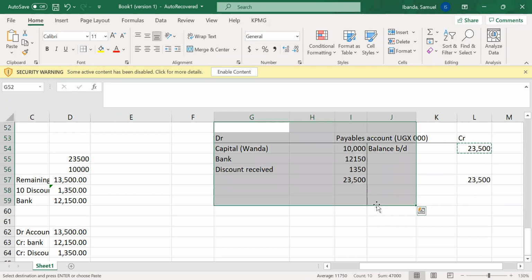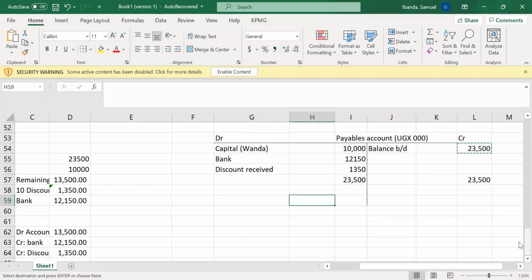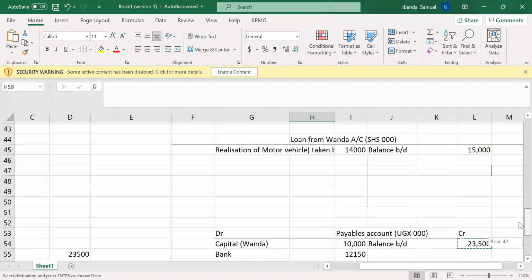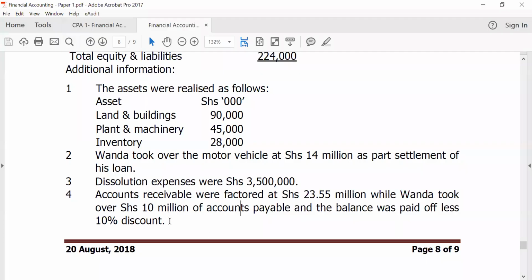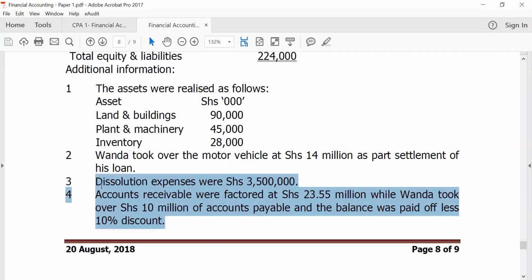And remember, one of the things is that we don't have a balance brought down here because the partnership is winding up. So these accounts are usually closed off, as we can see when it comes to the payables account. Once we have done that, I'll just come back to the text and see what we need to take. So we've tried to take this into consideration.